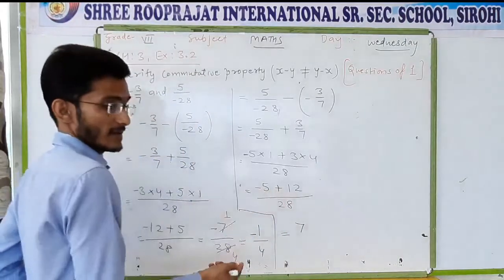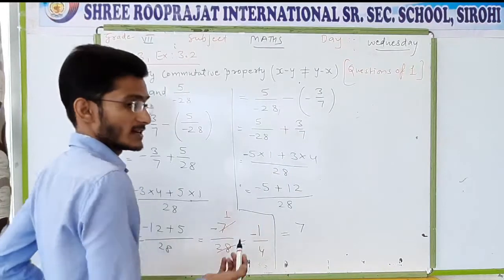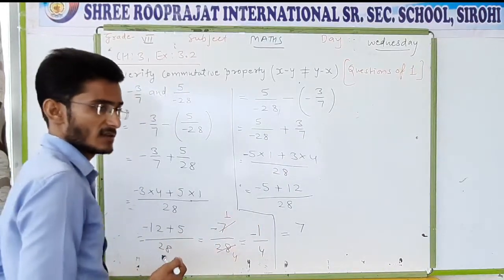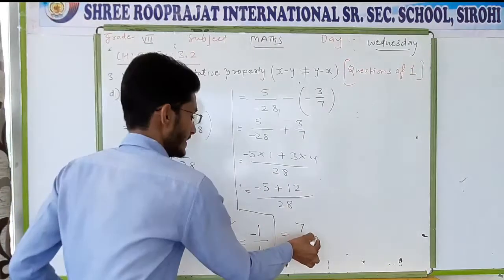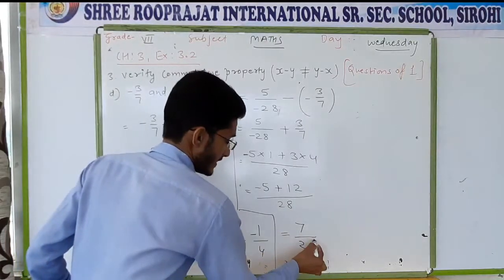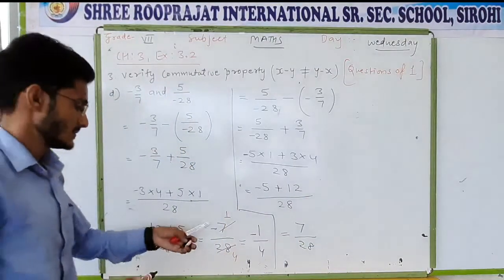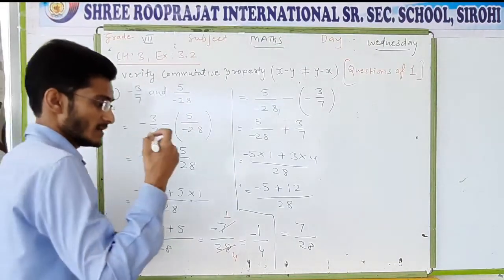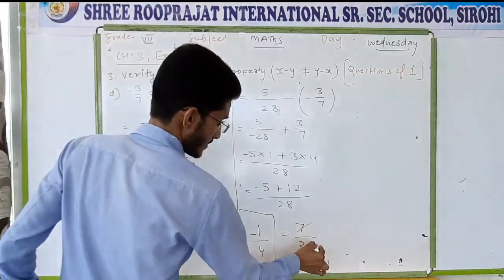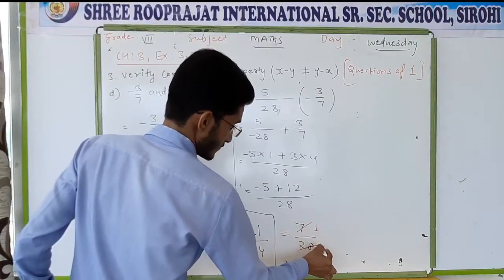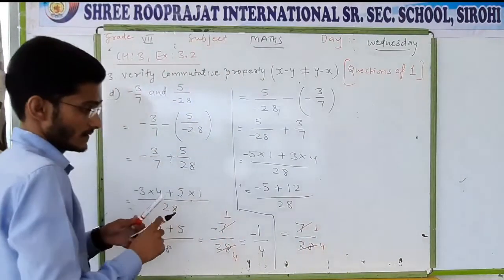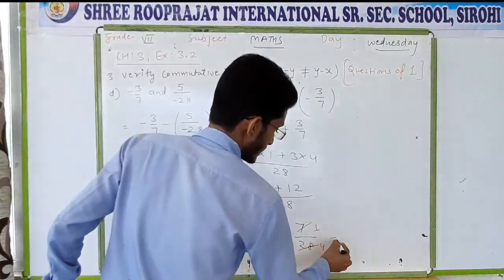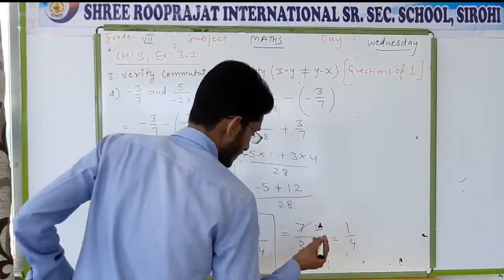12 is greater than 5 and that was a positive number, so you will get a positive. There is no need to put a sign of addition or positivity, and divide by 28. The LCM is as it is. Again the same thing, if the numerator and denominator are divisible by the same number, you can divide. So 7 ones are 7 and 7 fours are 28. So here you will get 1 by 4.